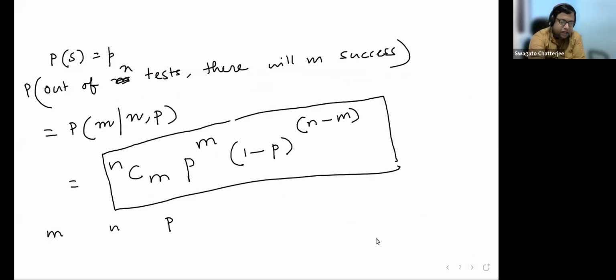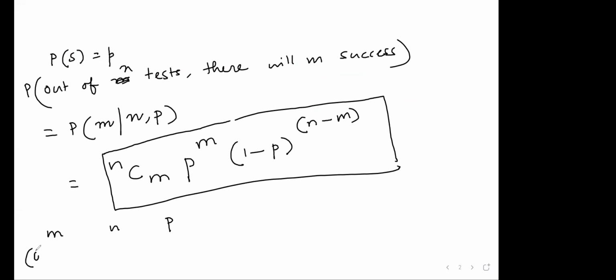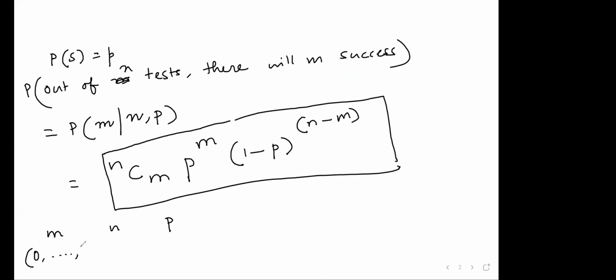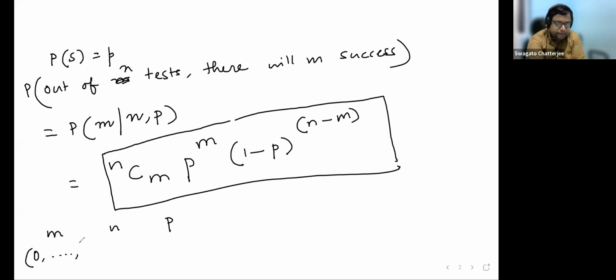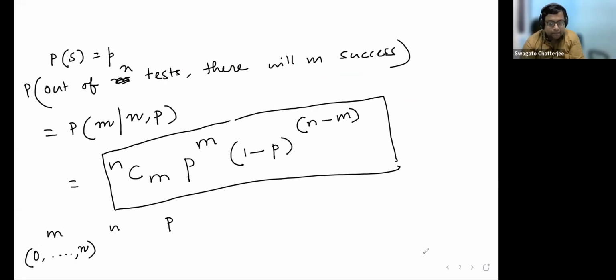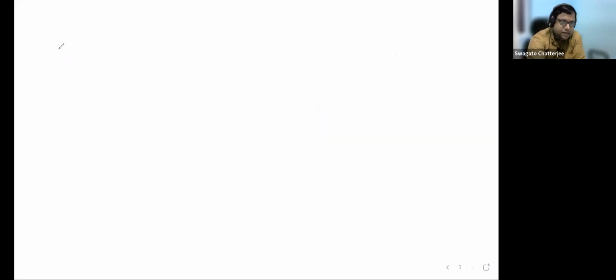M can change. What are the possible values of M? What is the minimum possible value of M? Zero. And what is the maximum possible value of M? 10. So in this case, small n. So for all such values, I am getting a probability. So M is equal to zero, you put the formula, up to M is equal to N, you put the formula. You will get the probability of M given N and P. Those values are given. And if you add them up, it can be shown that it adds up to 1.